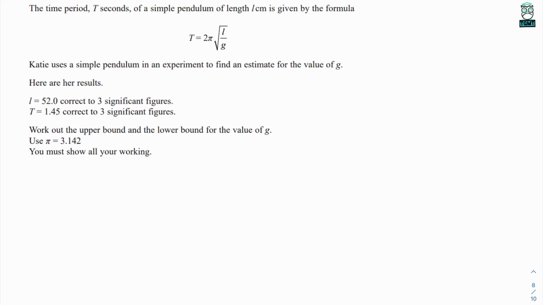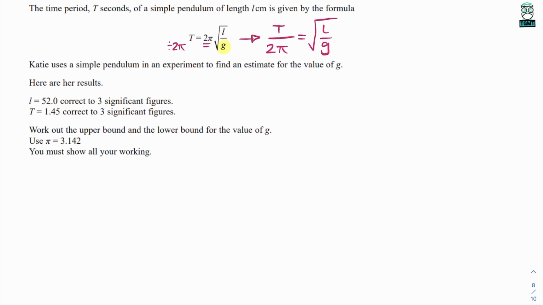So we want to find the lower and upper bound of g, but at the moment g is not our subject. So we want to make g the subject, and then we'll worry about the parts to do with the bounds. So we're going to have to rearrange this. Now the first step to rearrange this formula would make sense that we would divide both sides by the 2 pi. And if we divide by the 2 pi, we get t divided by 2 pi, and that's going to equal the square root of L over g.